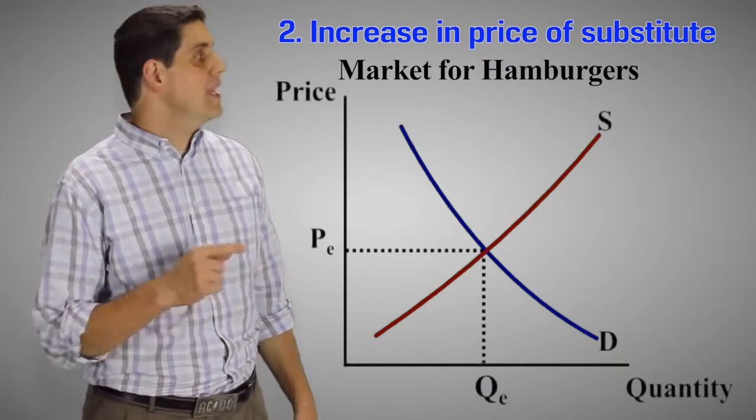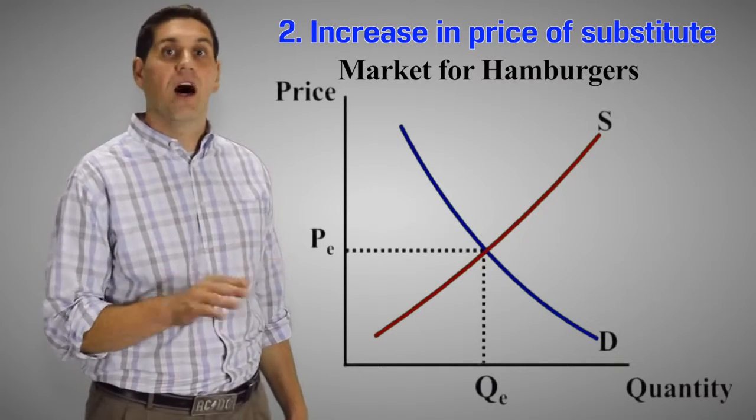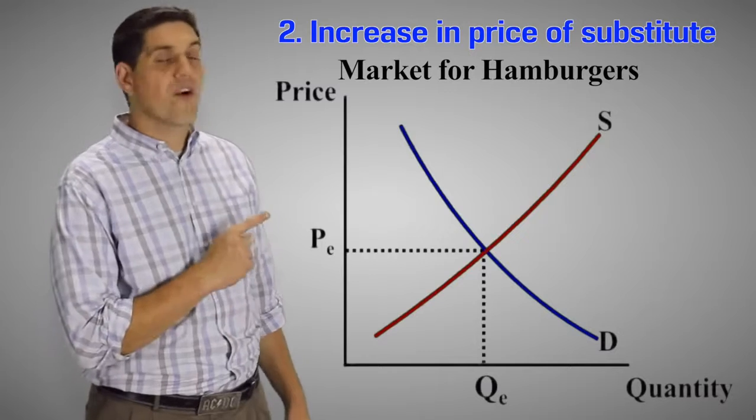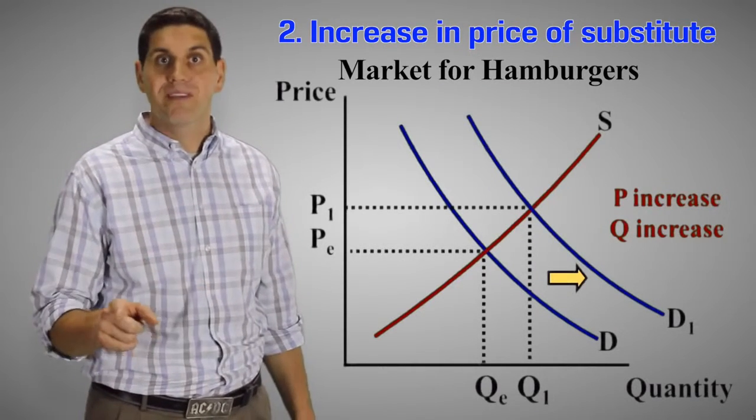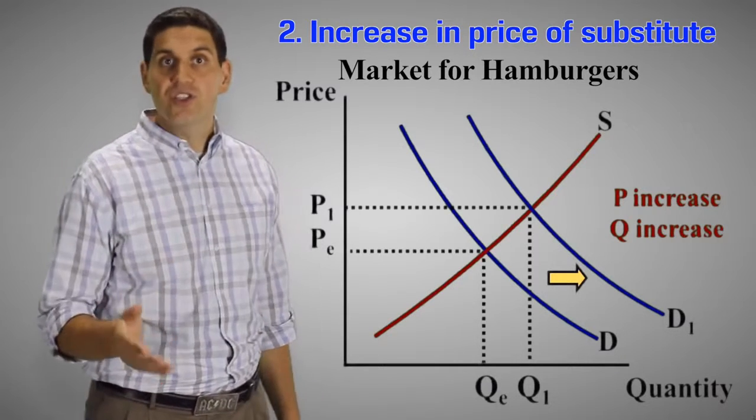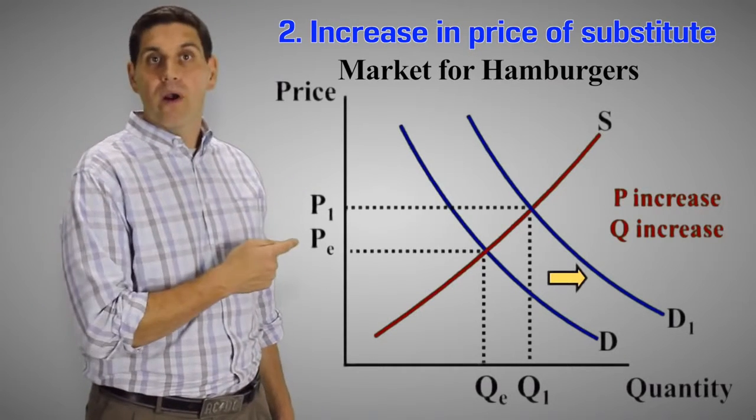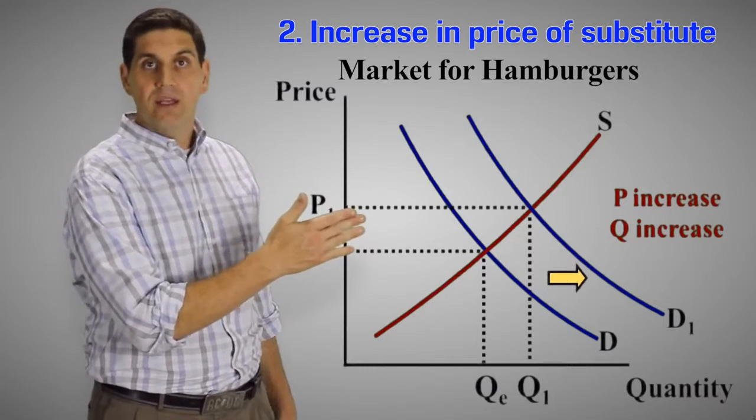For number 2, an increase in the price of chicken sandwiches, a substitute, is going to cause the demand for hamburgers to increase. Remember, the price of related goods, substitutes and complements, is a shifter of demand. And if chicken sandwiches are more expensive, that means people are going to buy more hamburgers, so the demand for hamburgers shifts to the right, so price goes up and quantity goes up.